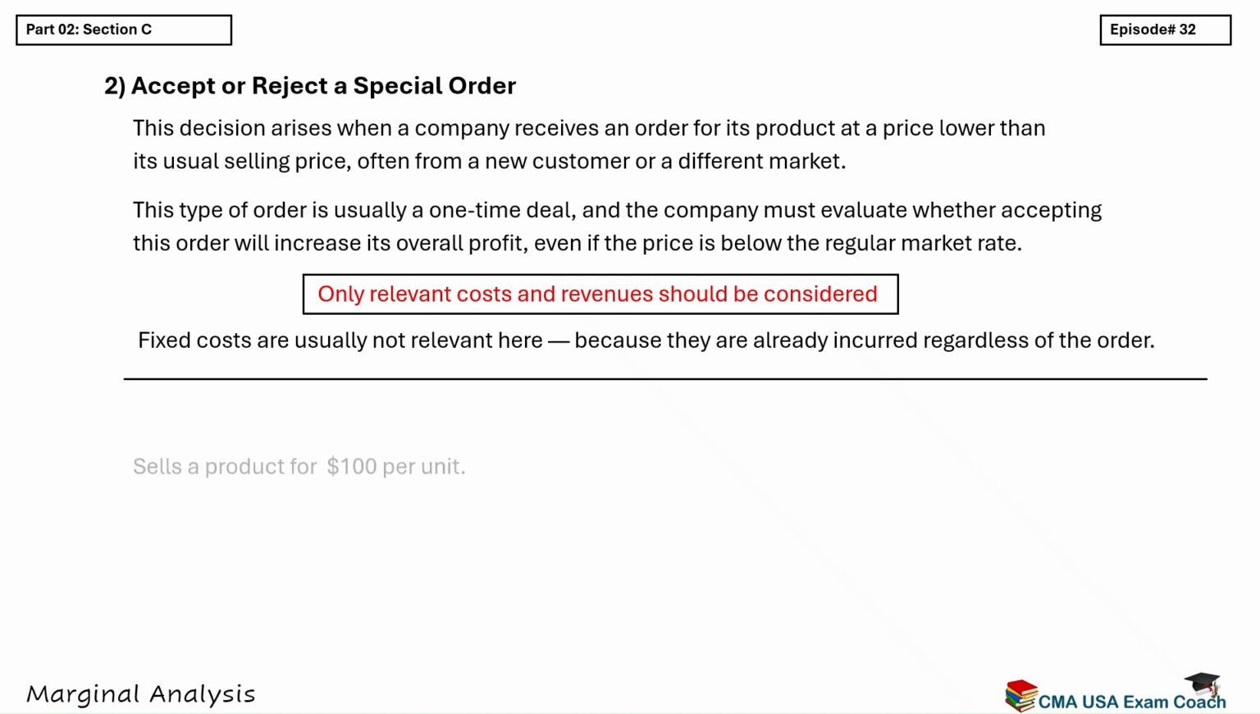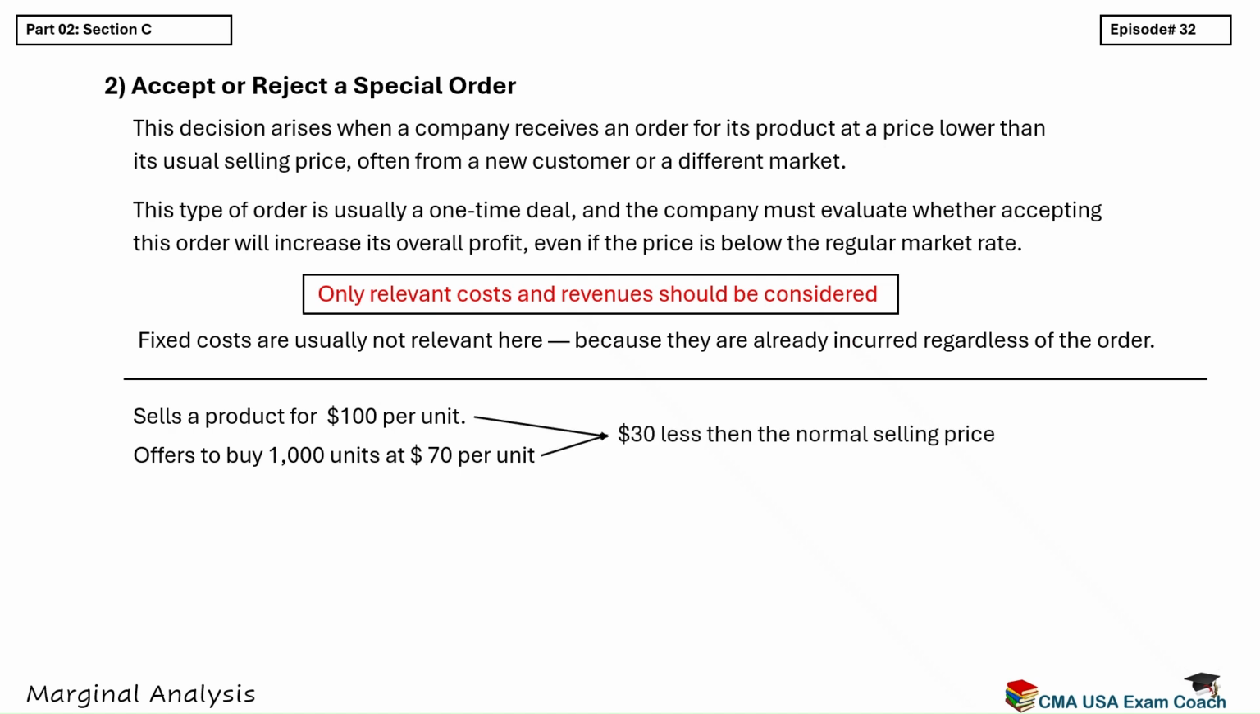Let's see a simple example. Imagine your company normally sells a product for $100 per unit. You are currently operating at 80% of your capacity, so you have room to produce more. Now, a foreign customer offers to buy 1,000 units at $70 per unit, much lower than your usual price. Your variable cost per unit is $60, and your fixed costs are already covered by your regular sales.